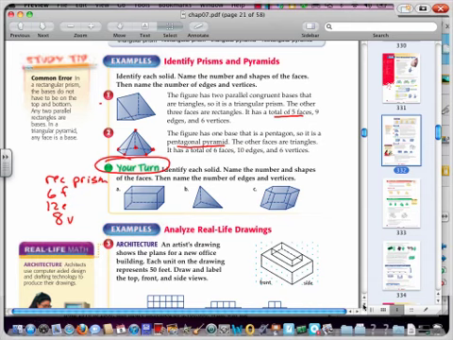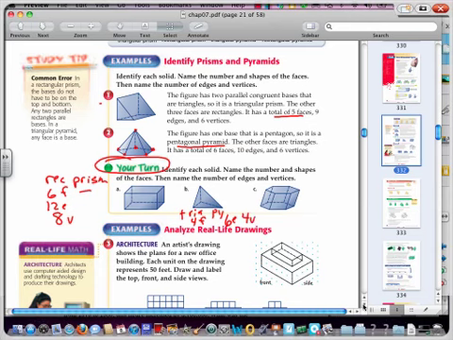For B, it is a triangular pyramid. It has 4 faces. They're all triangles, of course. On the first one, I didn't talk about that, but all the faces are rectangles. And on the second one, getting back to the second one now, 4 faces, all triangles, 6 edges, and there are 4 vertices.